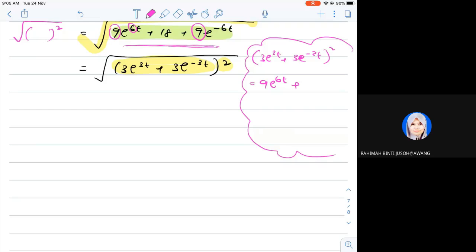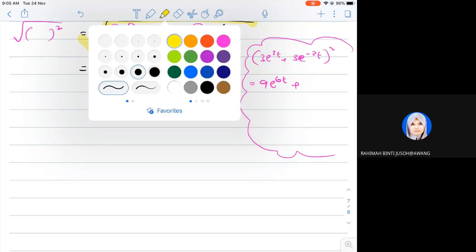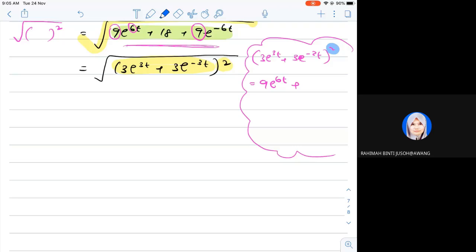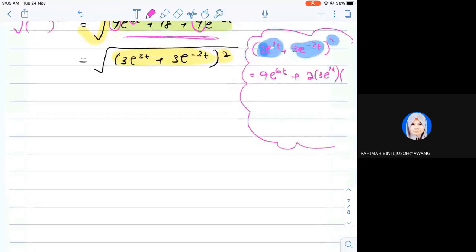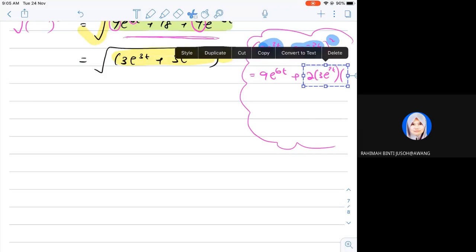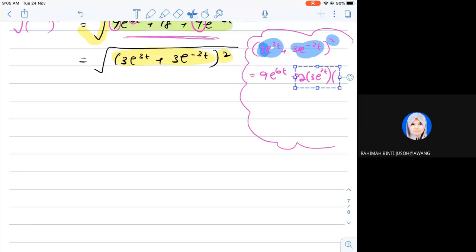Plus, the second term, you have to multiply everything. 2 multiplied by 3 exponent 3t multiplied by, tak muat lah, multiply by sekejap, 3 exponent negative 3t. Okay, like this. And then the last one, plus 9 exponent of negative 6t.